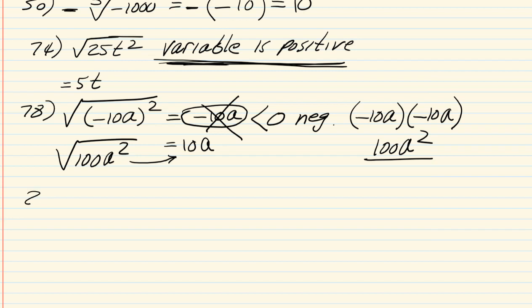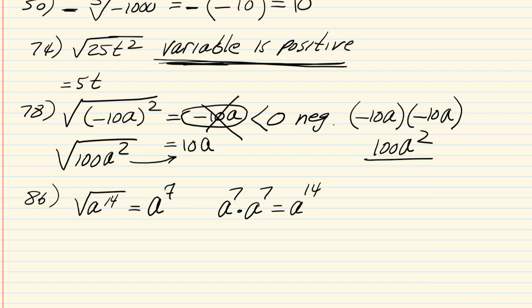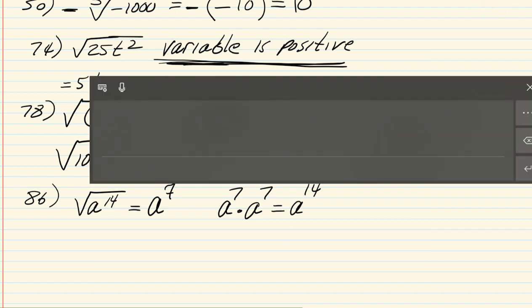Let's do one last one, number 86. We have the square root of a to the 14th power. This time, think about an expression times itself that gives you a to the 14th power. Well, a to the 7th times a to the 7th, how about that? Remember, the multiplication rule of exponents tells us we can choose a common base a and add the exponents. So a to the 7th will be the answer to the square root. And with that, we are done with this section. So I'm going to stop the video now.